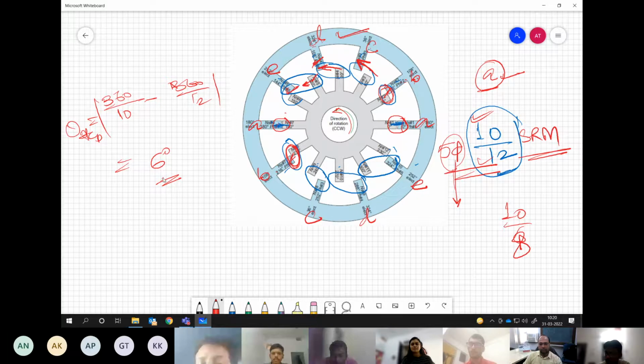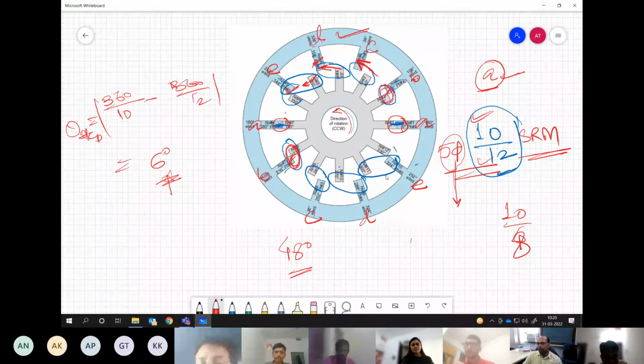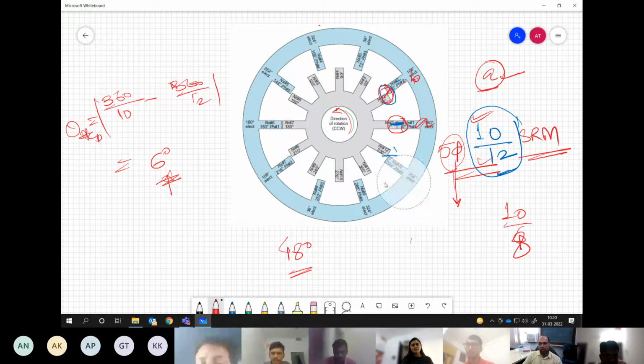Now with 6 degrees, you are having more accuracy in your movement. You are turning at every 6 degrees, which means if someone says, okay, move exactly by 48 degrees, or let us say some other multiple of this, you can move exactly. 8 steps you have to take, or 10 steps you have to take. That accuracy is there.